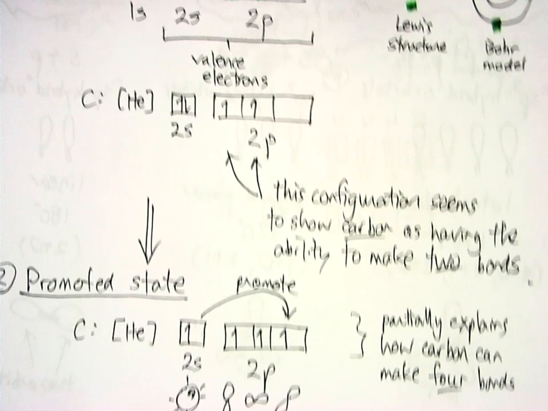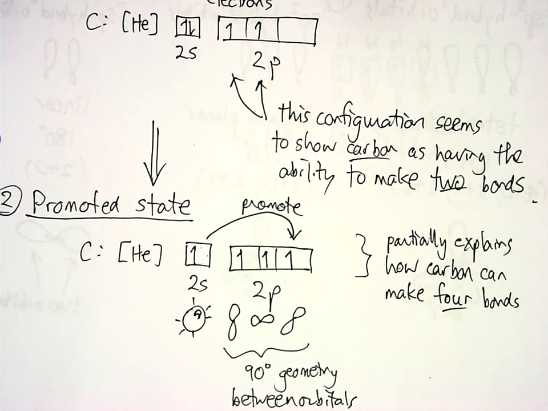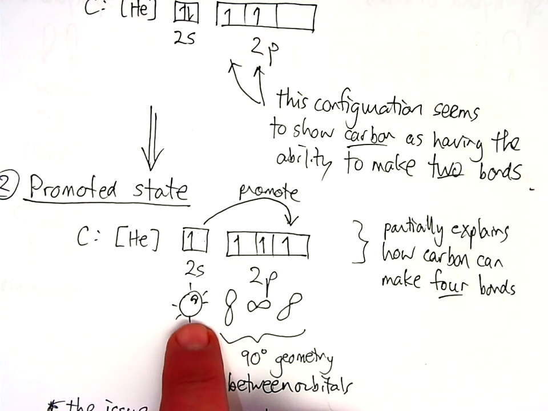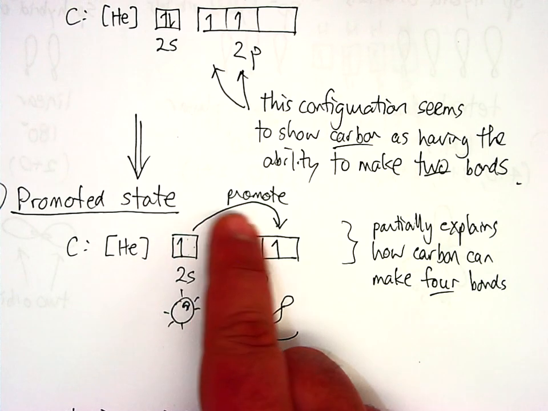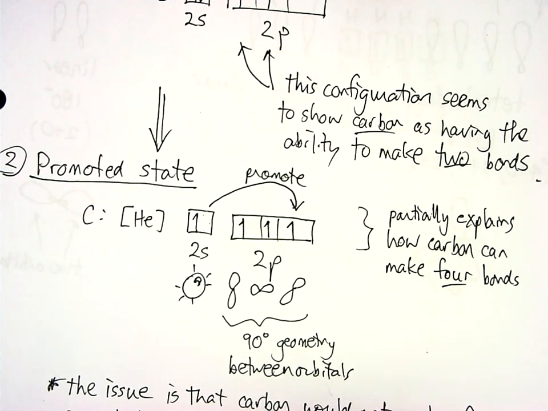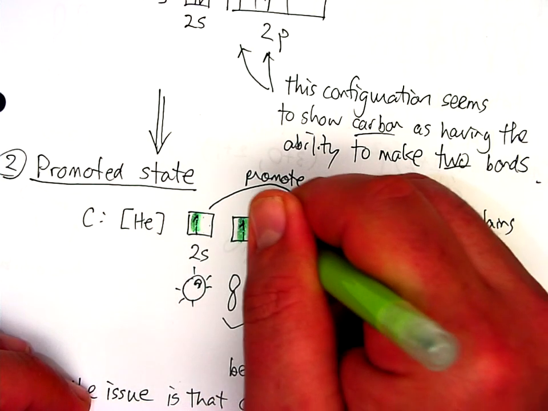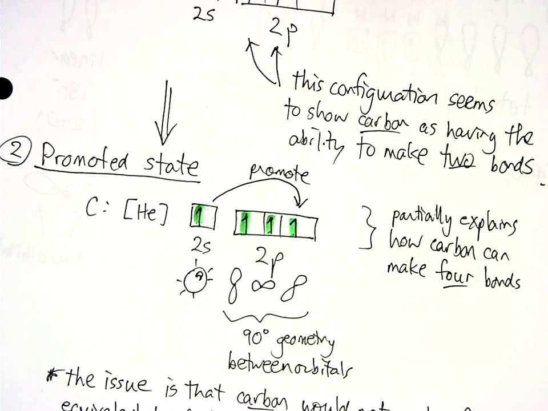So at this point, we realize that one of the electrons in the 2s orbital, which is a sphere, must be promoted to a higher energy level. And keep in mind, the p orbitals are a little bit higher in energy and a little further away from the nucleus. So a change like this isn't a drastic change needed to achieve unpaired electrons, as we see in the Lewis structure. So this partially explains how carbon can make its 4 bonds.